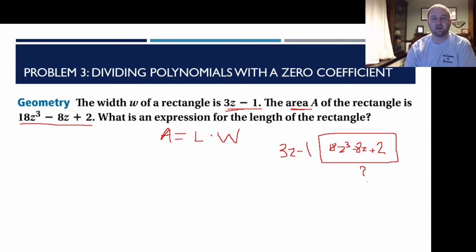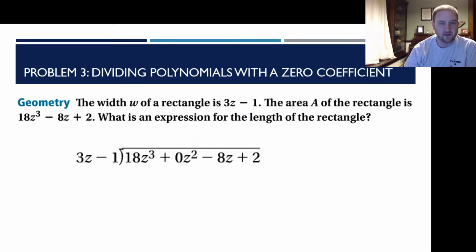Well, it gives us our area and our width. To find the length, we just need to divide by the width. Take the area divided by the width. So we're going to do 18z cubed minus 8z plus 2, and we're going to take that divided by 3z minus 1.